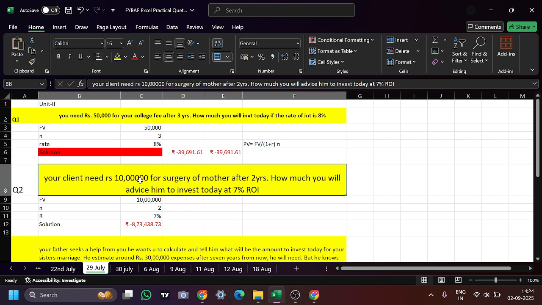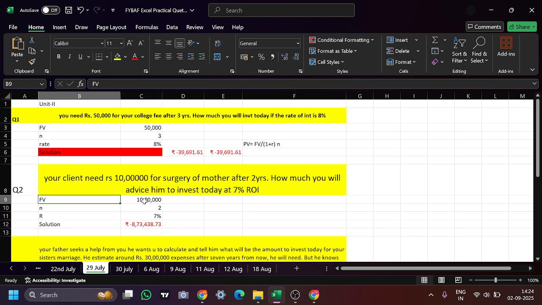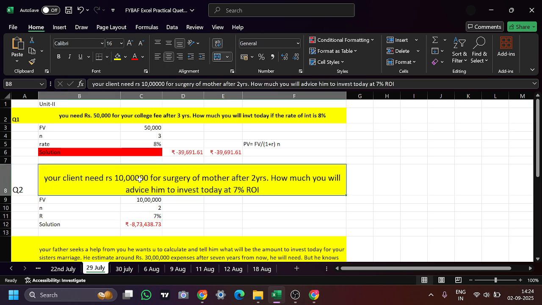Your client needs, again they have used the word needs, so the future value is mentioned over here. Kitni hai wo, 10 lakhs for the surgery of the mother. Now the number of periods is mentioned, n is how much, 2 years we have written over here. How much will you advise him to invest today at a 7% rate of interest? The ROI, rate of return, is how much, 7%. So we need to calculate ये 10 लाख की वैल्यू करंटली कितनी है.